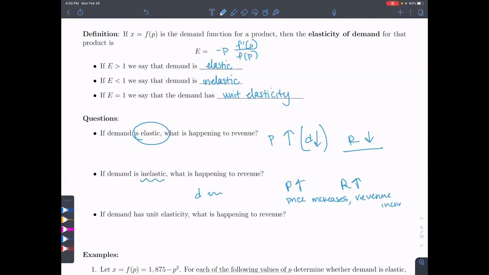So the way that I try to remember this is the ends. So price increases, revenue increases, and this is inelastic. So those all go together. Elastic, that means price increases and revenue decreases.